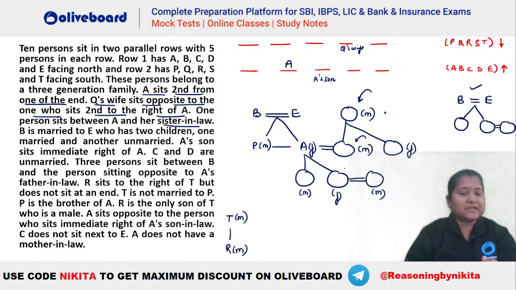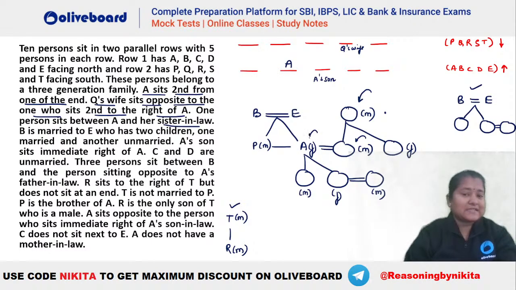Okay, isko check karte, let's see. So let's try it out. Let's try to name few more people. Let's see what can we name here. Okay, so let's see. So A sits second from one of the ends. That is already done. Q's wife is opposite to the one who is second to the right of A. So one of the informations that we can place here right now is T has only one son who is your R, right? So where can we have your T and R?